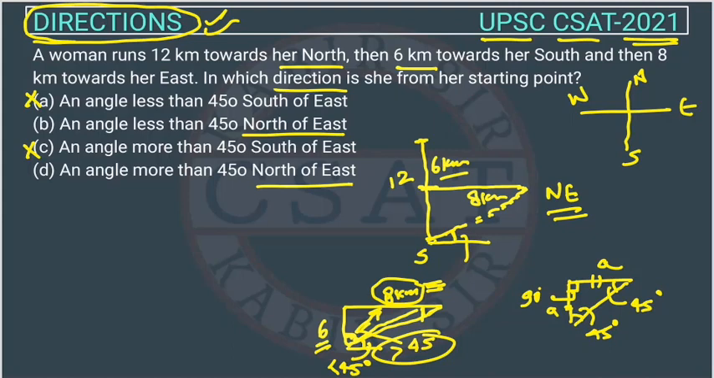So they are asking about this angle only, right? Because in which direction is she from the starting point? Is the angle less than 45 degrees or more? We have to calculate from the starting point. So this angle will be less than 45, in the northeast direction. So the answer is option B, right? This is the answer.